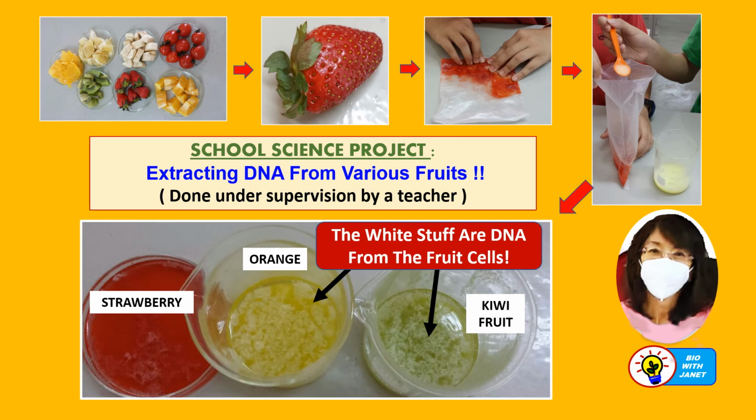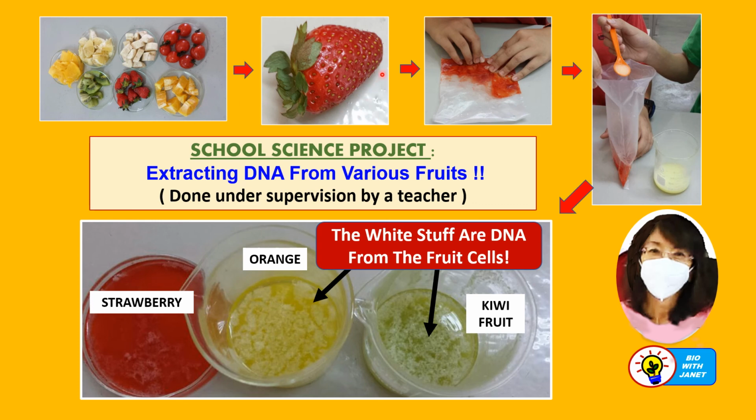Now, is it possible to see the DNA in a cell? Well, since DNA is a very long molecule, a macromolecule, if all the DNA in the cells were to clump together, you'll be able to see them. Like what we do here. So there is an experiment that can be done even for school science projects. And this has been done in my school, where we obtain different types of fruits.